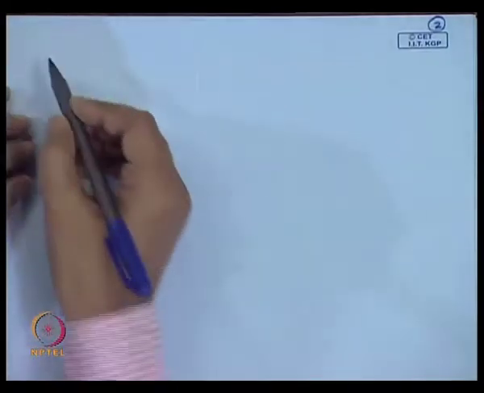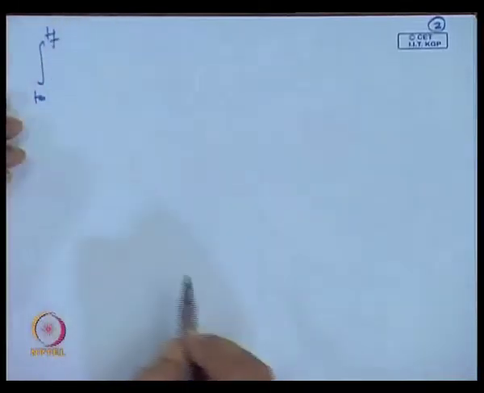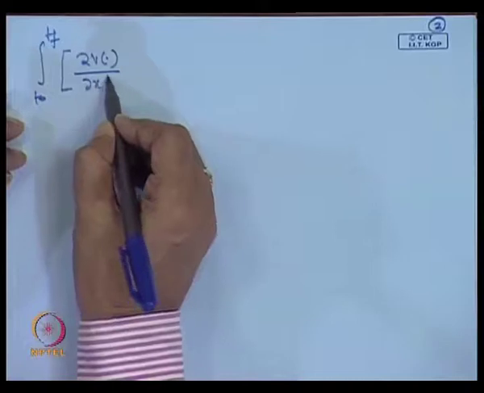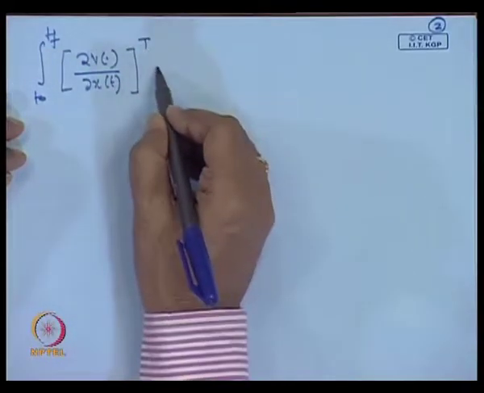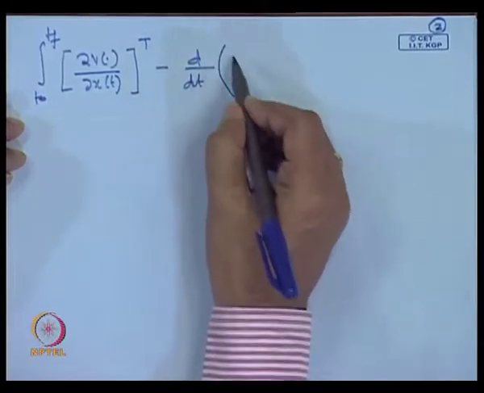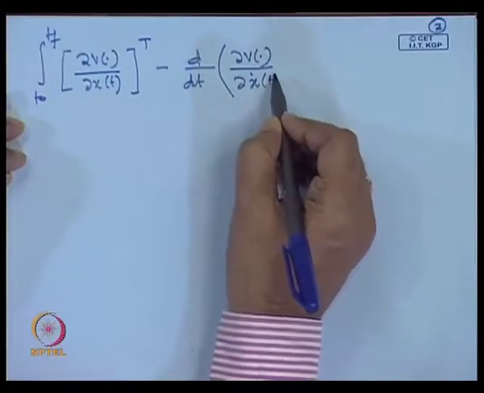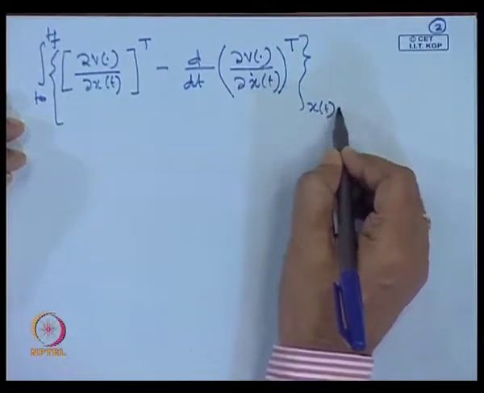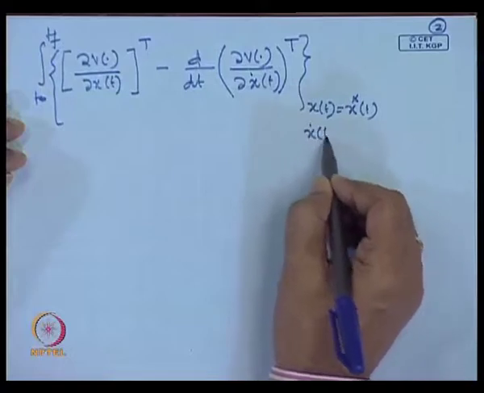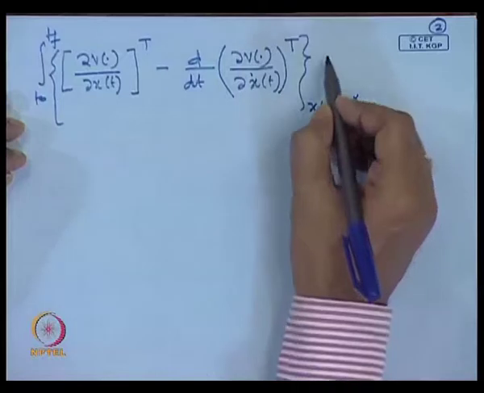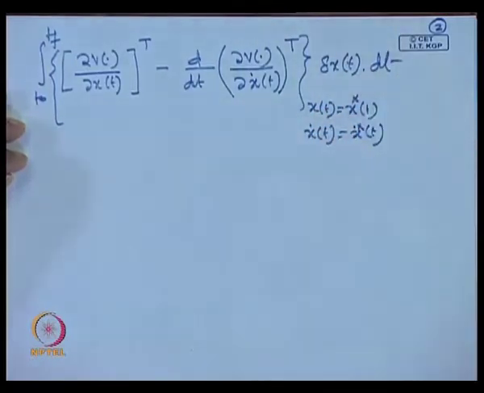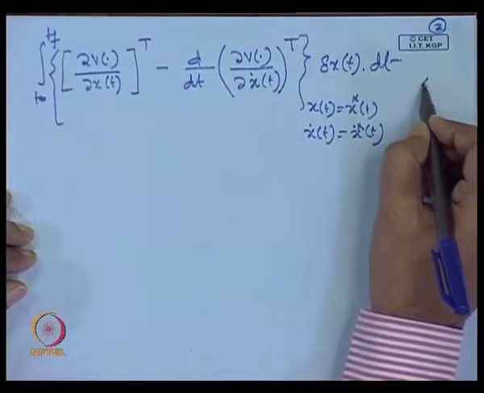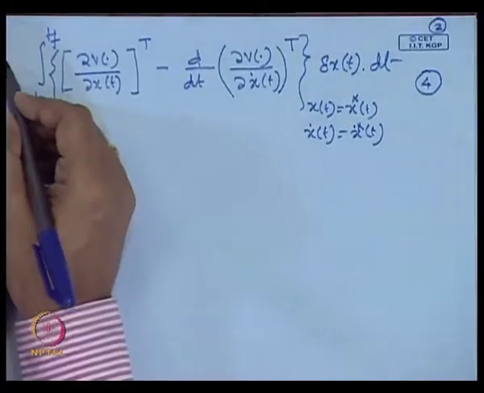like this way: integration t_0 to t_f, del V over del x(t) whole transpose minus d/dt of del V over del x dot of t whole transpose, in this curly bracket, then put x(t) is equal to x star(t), x dot(t) is equal to x dot star(t), into delta x(t) into dt. So, if you put this equation in place of this here, and after simplification I will get this; let us call this equation 4. Now, the left hand side is delta J.